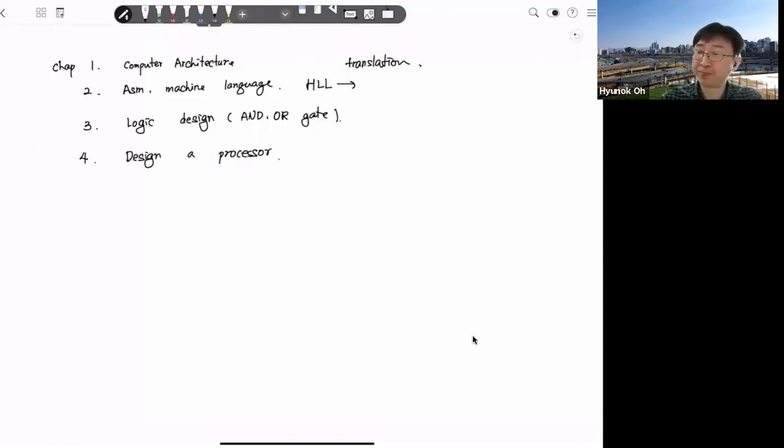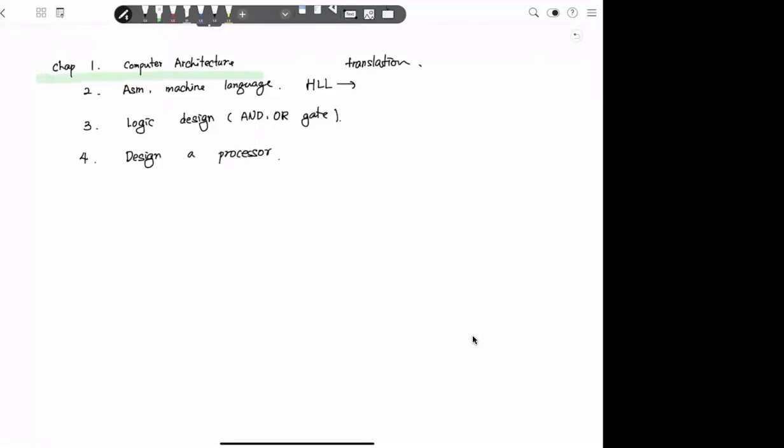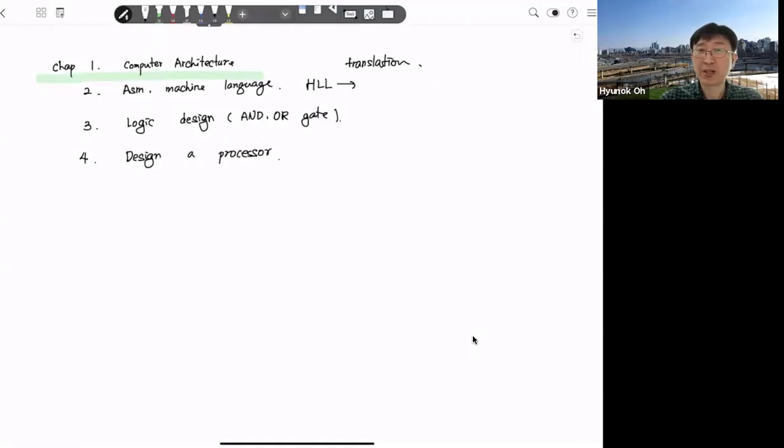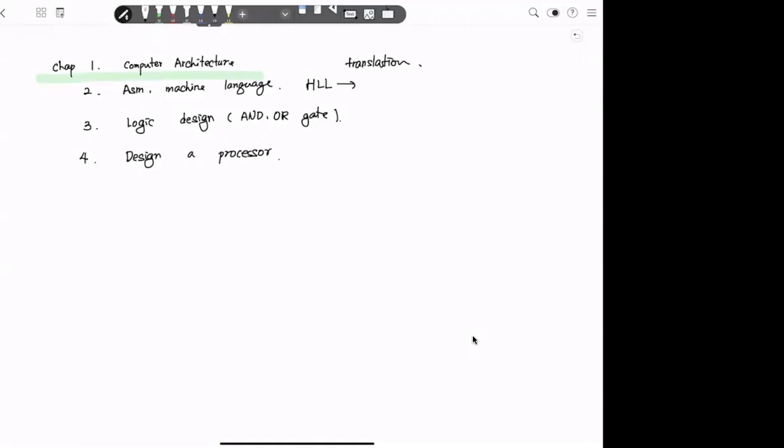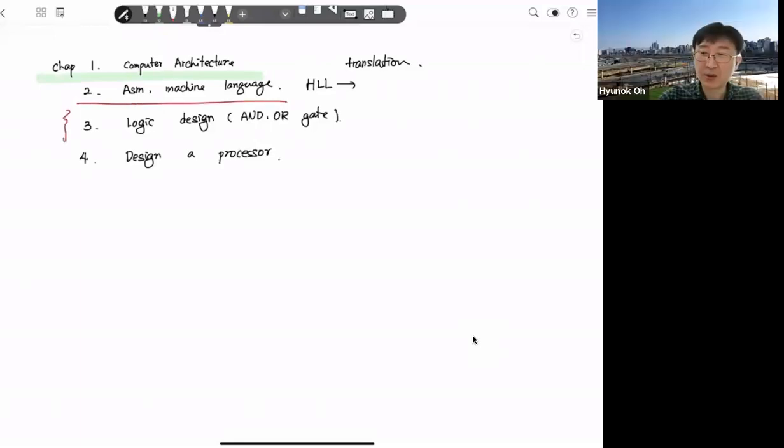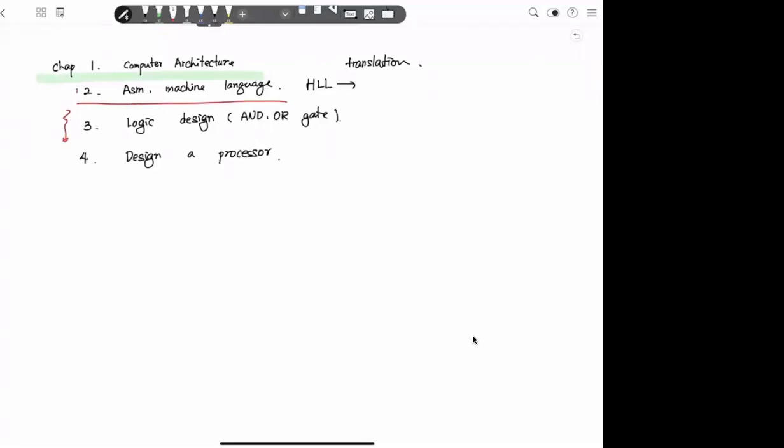Okay. So I think we will finish chapter 1 maybe today. In chapter 2, we will spend a lot of time. Also, we will do some lab in chapter 2. If you don't understand chapter 2, then the later part will be very difficult. So we will spend a lot of time.